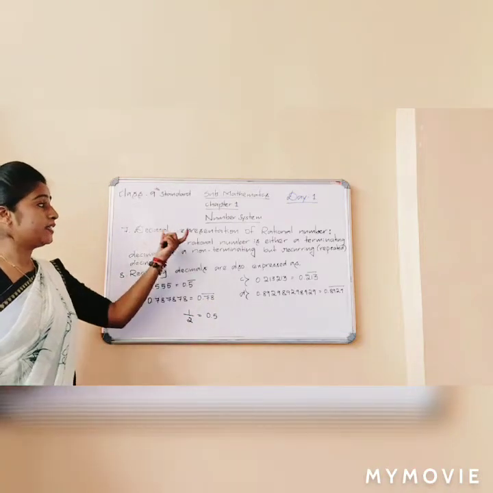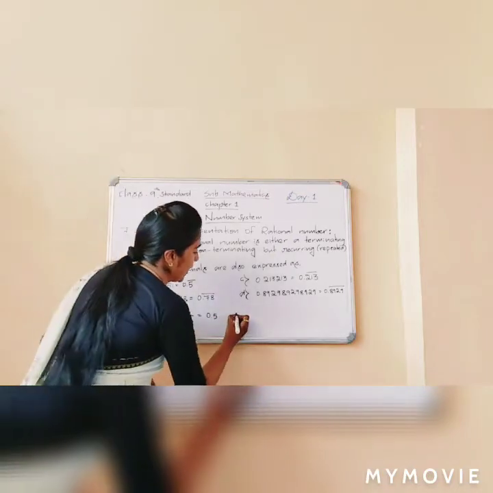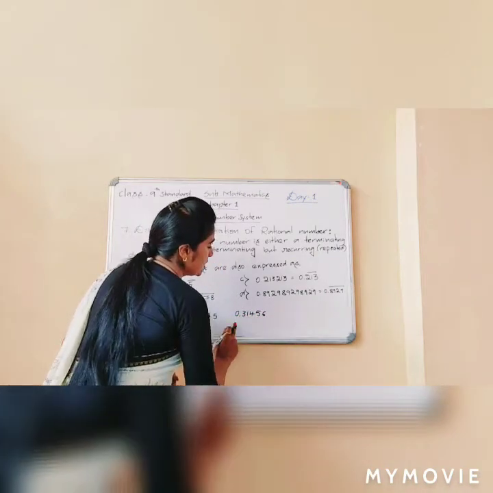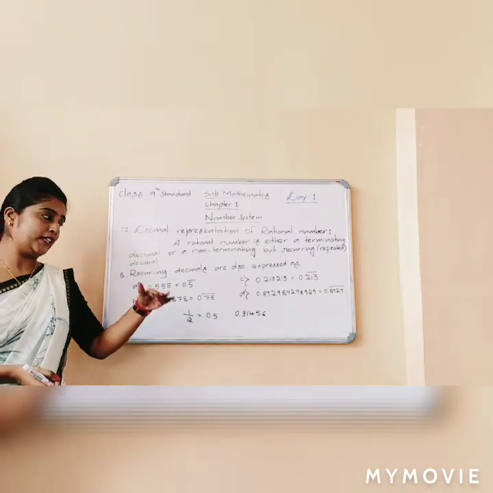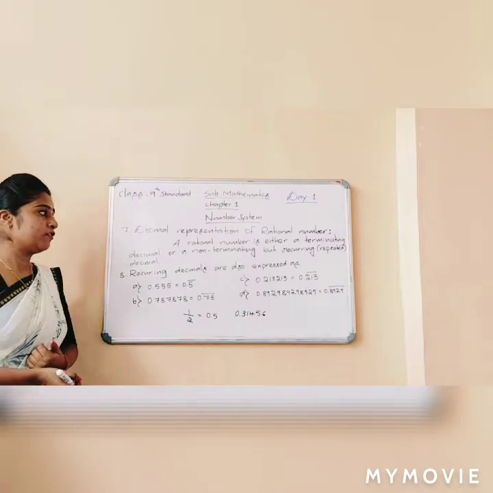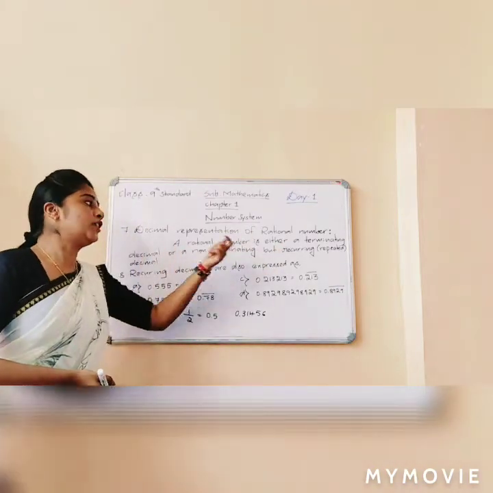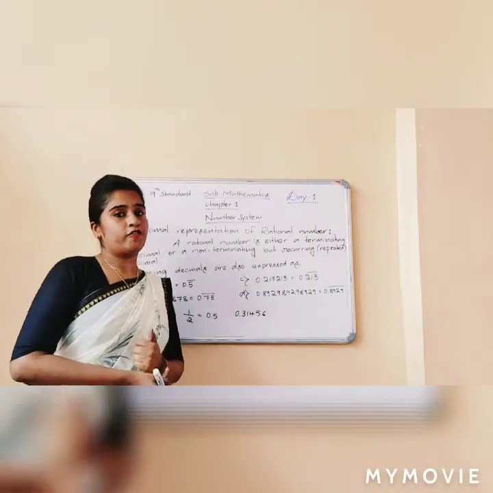This is said to be terminating. Suppose you have a value like 0.314 and so on, this is said to be non-terminating. If after the decimal point the digits keep on continuing, that is said to be non-terminating. So a rational number is either terminating or non-terminating but recurring. Recurring is nothing but repeated values.